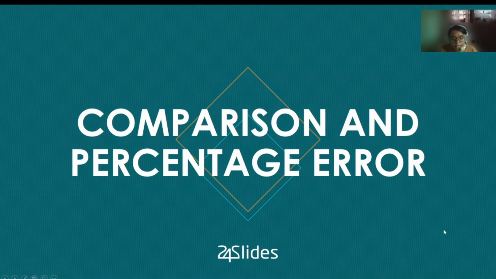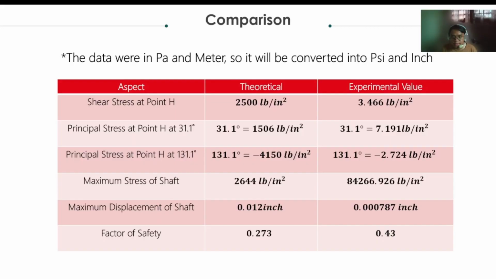Now I will explain on the comparison and the percentage error. As we can see that there are a huge difference in theoretical and experimental value, especially at point H. For example, for the shear stress at point H, that it is 250 pound per inch squared. Meanwhile, for the experimental value is 3.466 pound per inch squared. We can see that there are very huge amount of difference.